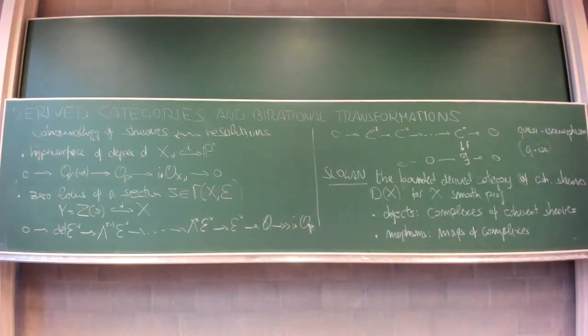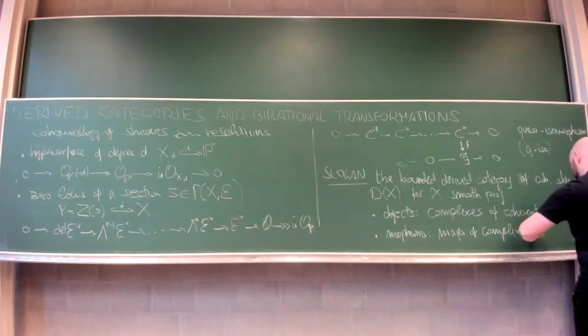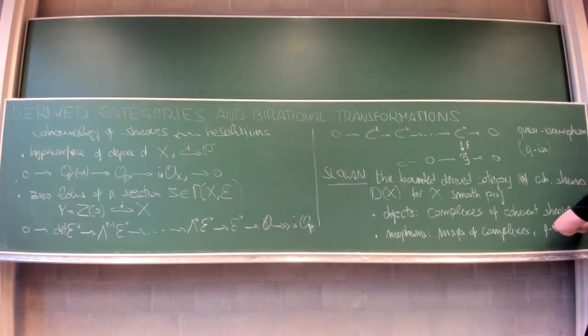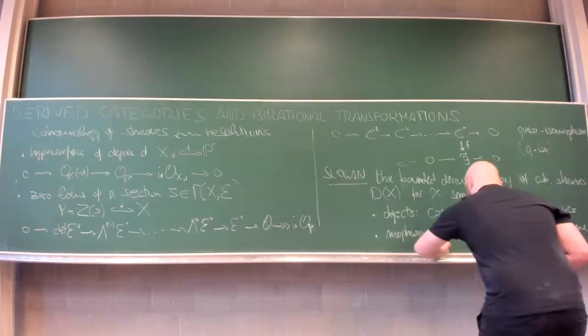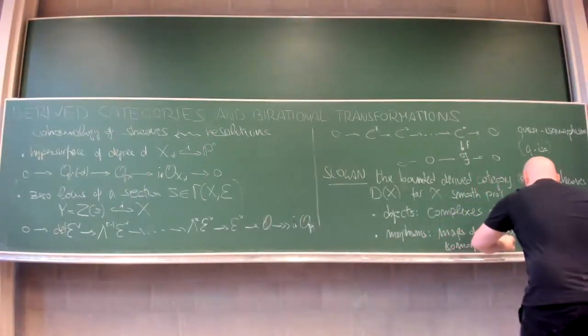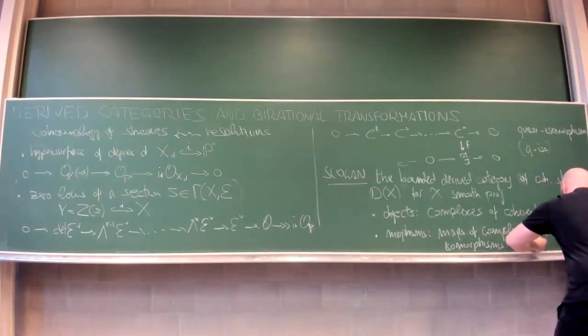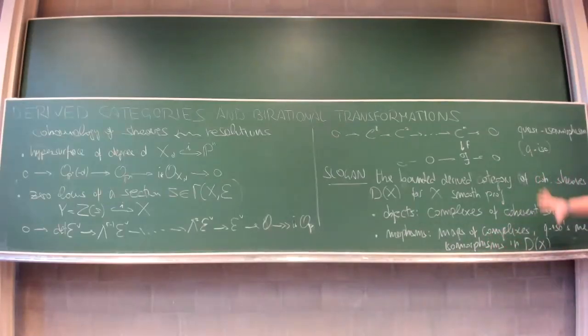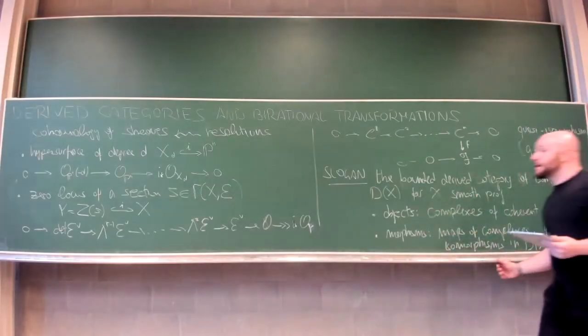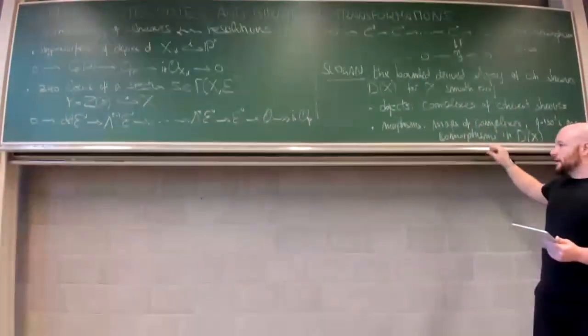But we want the additional condition that quasi-isomorphisms, that's called Q isos, are isomorphisms in the category X. So quasi-isomorphisms in the category of complexes will be isomorphisms in the derived category. So if you just try to work with this, you end up with a problem.